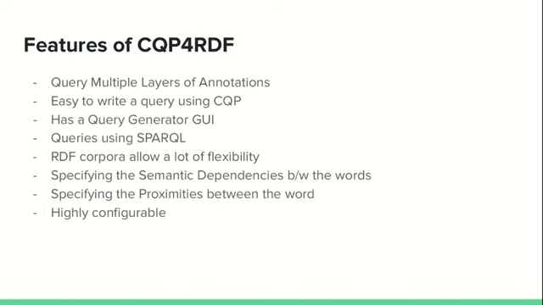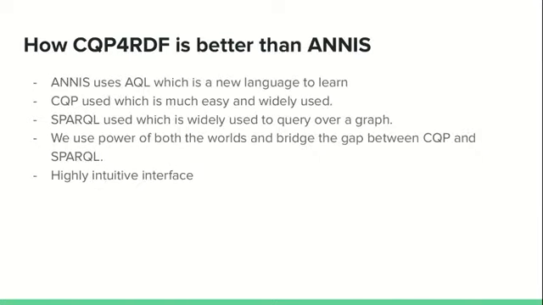Also, in our tool, using the query generator GUI we can generate the query. We can specify the dependencies between the words, like whether one is the head of another in the semantic tree or not, as the parent or child. Also, we can specify the proximities, like the distance between two words, whether they are adjoining words or we have 4 or 5 words in between. Also, our tool is highly configurable for any type of dataset.